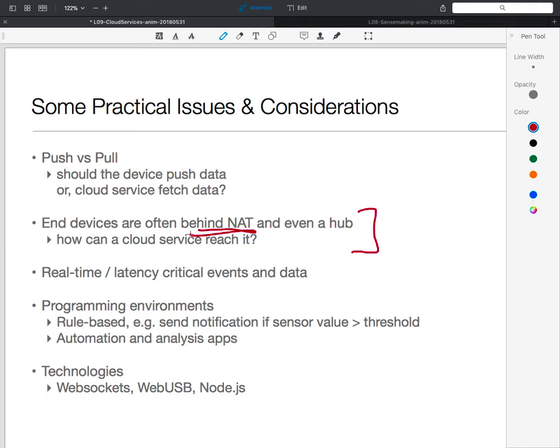Which is to have the device create a connection and keep it up, a persistent connection, right? So persistent connection is an option.